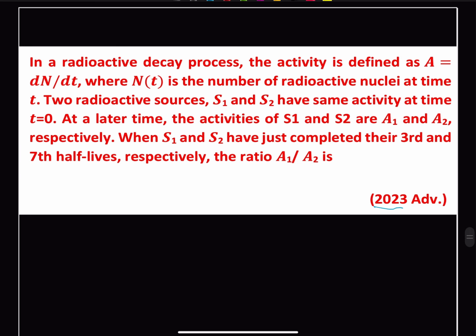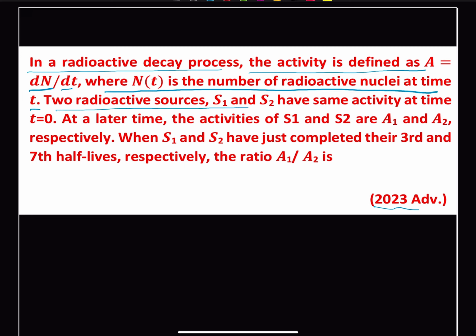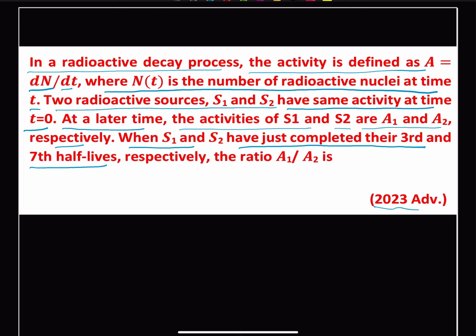It was also asked in the 2023 Advanced, and it states that in a radioactive decay process, the activity is defined as A is equal to dN upon dt, where N of t is the number of radioactive nuclei at time t. Two radioactive sources S1 and S2 have same activity at time t is equal to 0. At a later time, the activities of S1 and S2 are A1 and A2 respectively, when S1 and S2 have just completed their third and seventh half-lives respectively. The ratio of A1 and A2 will be.